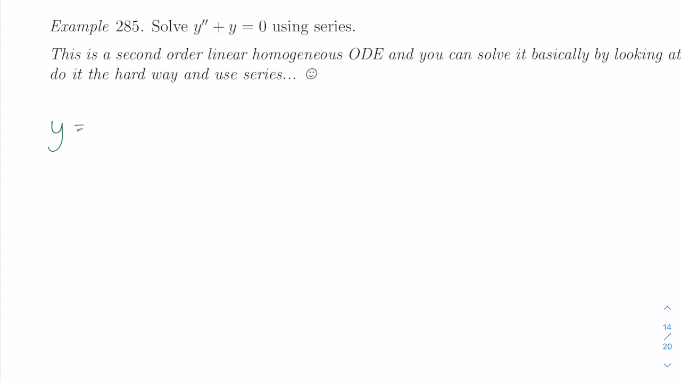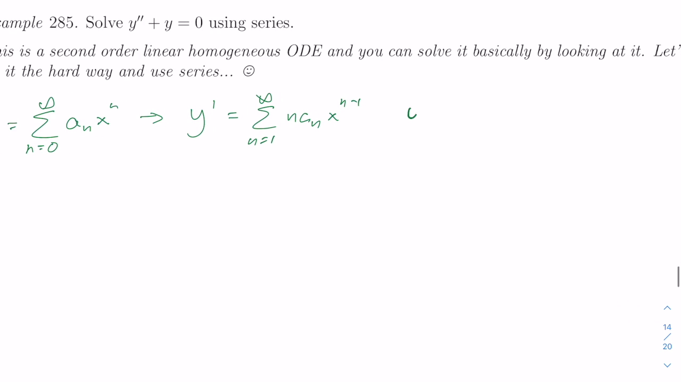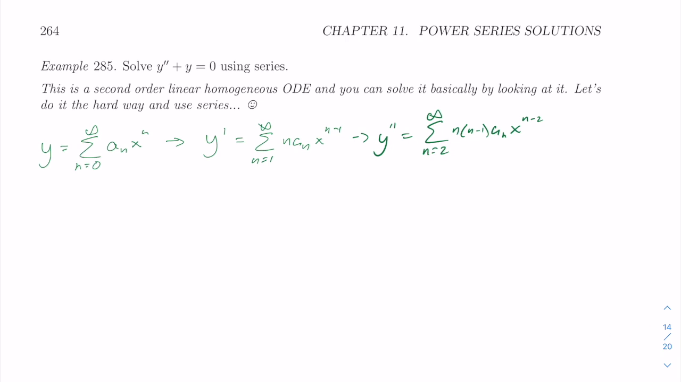So here I get my y is my general power series, n equals 0 to infinity, a sub n x to the n. Y prime is going to be the sum n equals 1 to infinity, n a sub n x to the n minus 1. And y double prime is n equals 2 to infinity, n times n minus 1, a sub n x to the n minus 2.